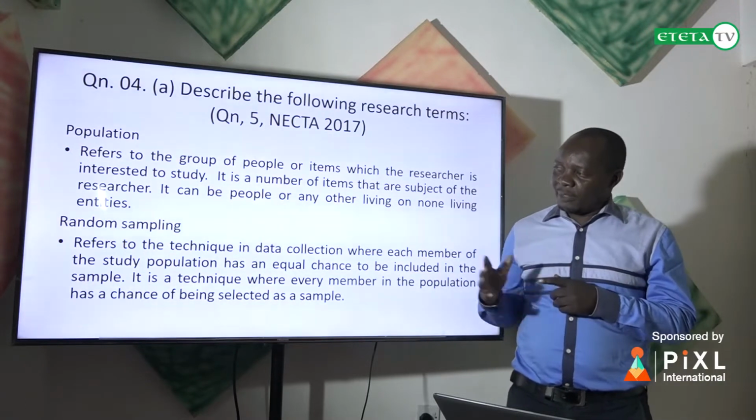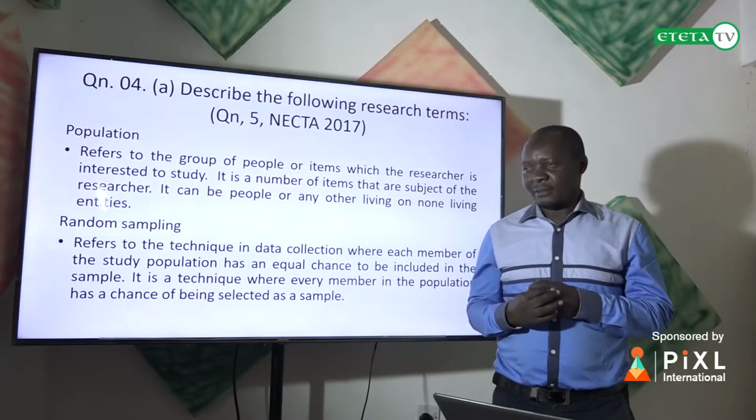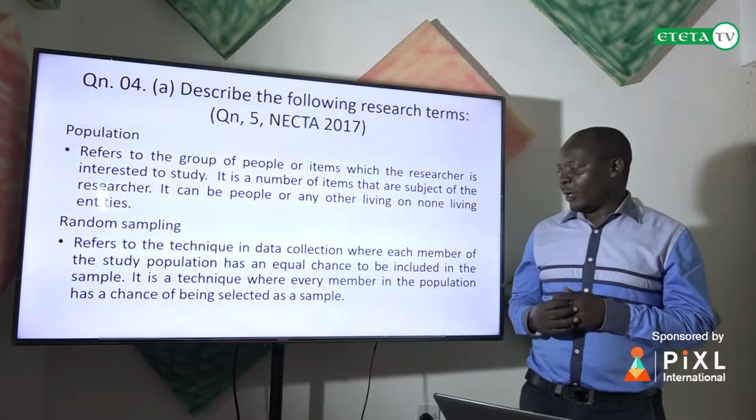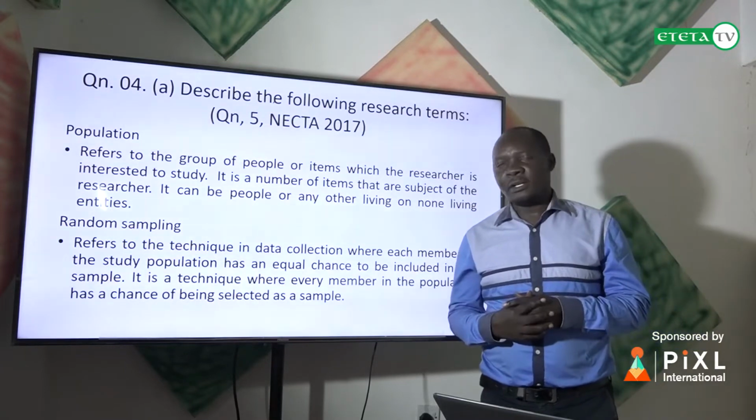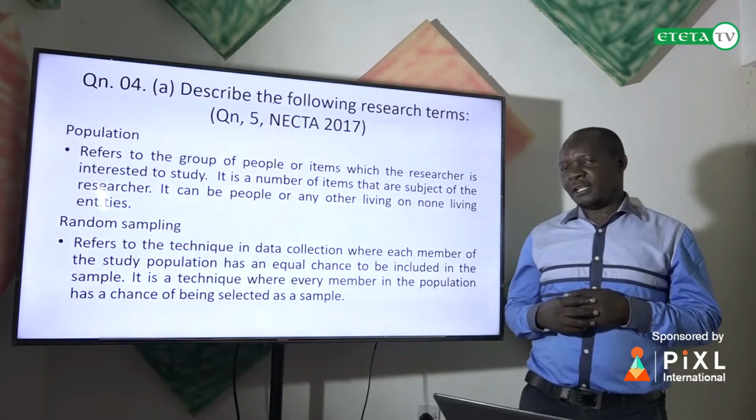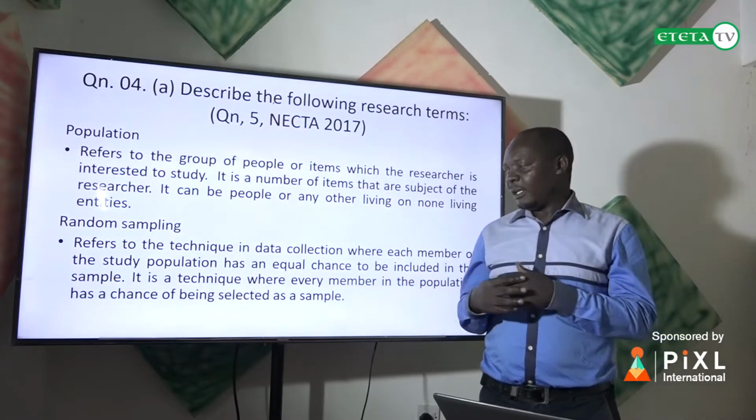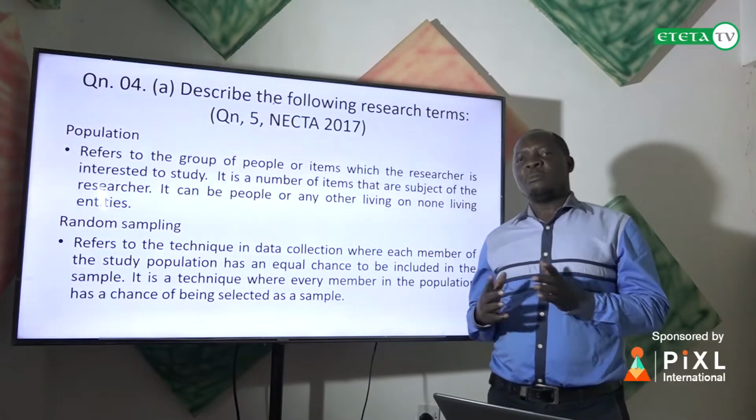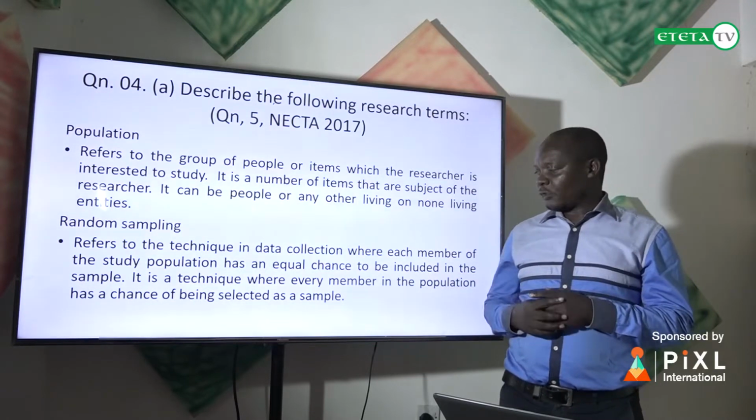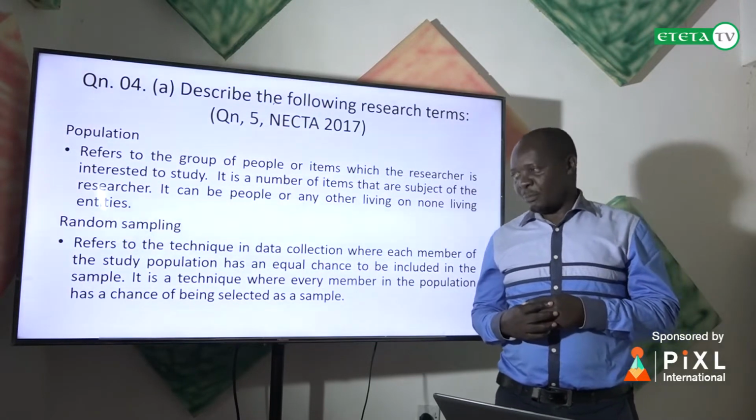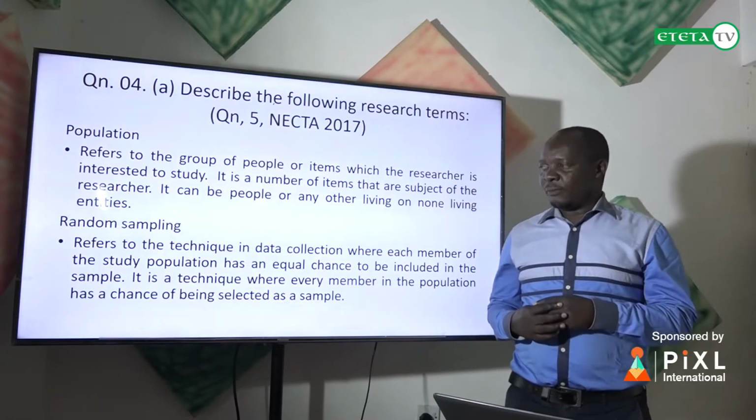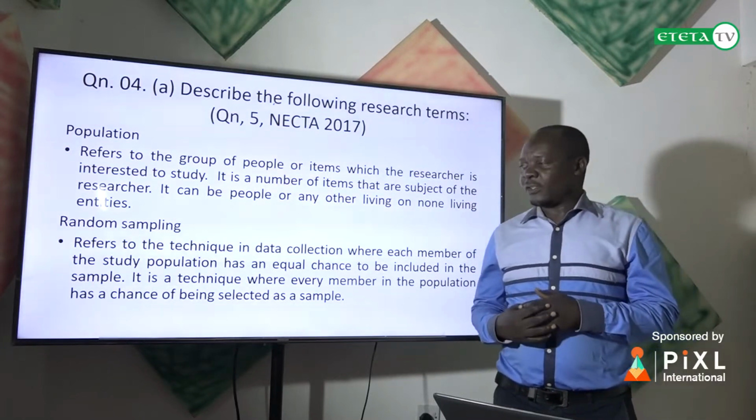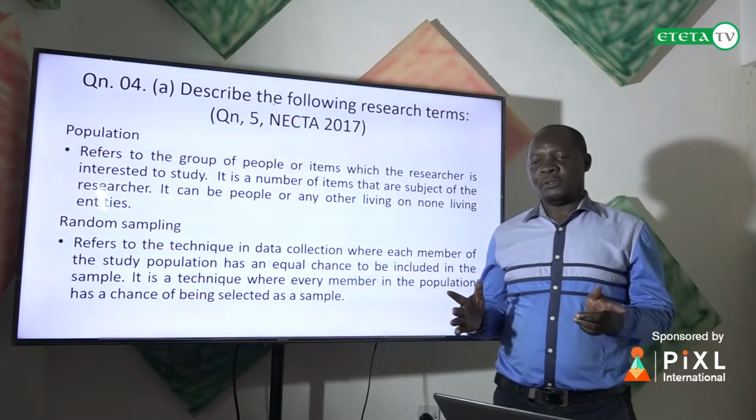Number 2, another term, that is random sampling. This is a technique in data collection where each member in the population has an equal chance of being included in the sample. It can be defined as a technique whereby every member in the population has a chance of being selected as a sample. That is what we call random.